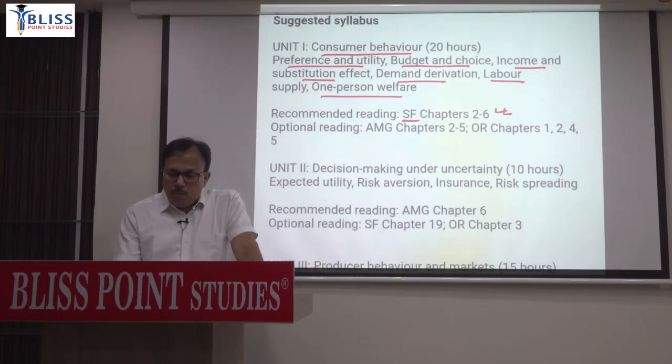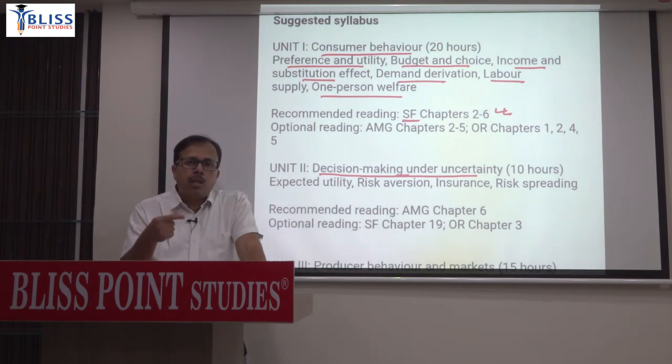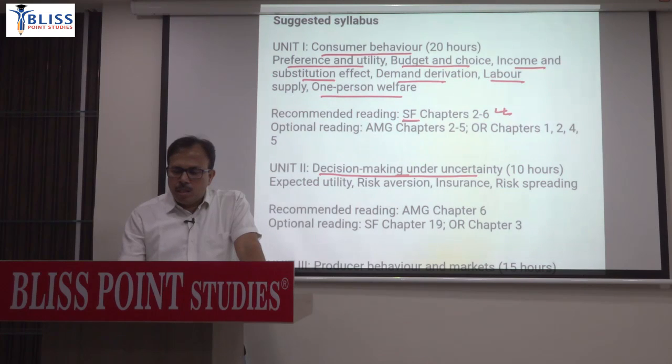The second unit is decision making under uncertainty. Here we will be discussing the risk involved, risk and uncertainty, how to calculate risk premium, and what is certainty equivalent. That means if there are different consumption bundles, but out of those there is a risk associated and we are not sure about that consumption bundle, in that condition we have to make a choice under uncertainty. So that will include mainly chapter number 6 from SF.